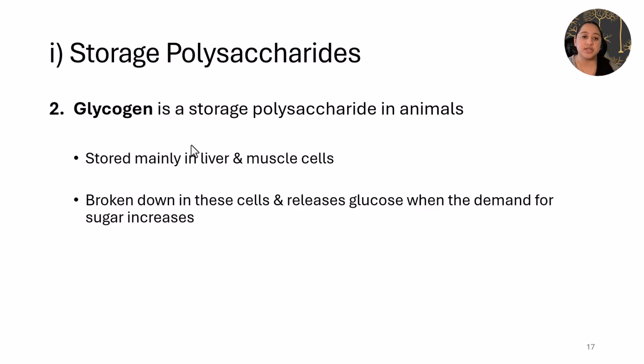Glycogen is the molecule that is the storage polysaccharide in animals. And so these are stored mainly in the liver cells and muscle cells. And then we can break these down and release the glucose when the demand for sugar increases.